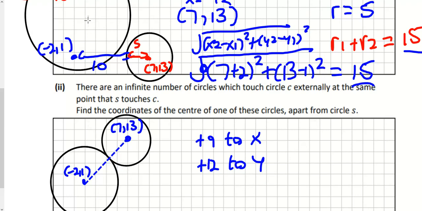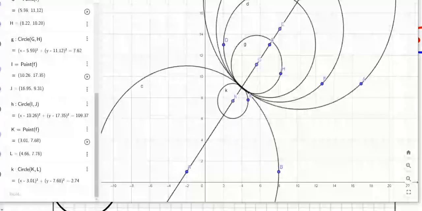So I'm just going to be careful not to go inwards, right? So I'm just going to go, no bother, same ratio. Add 9 to 7. 7 plus 9 is 16. 12 plus 13 is 25. 16, 25, no hassle, easy peasy, right?